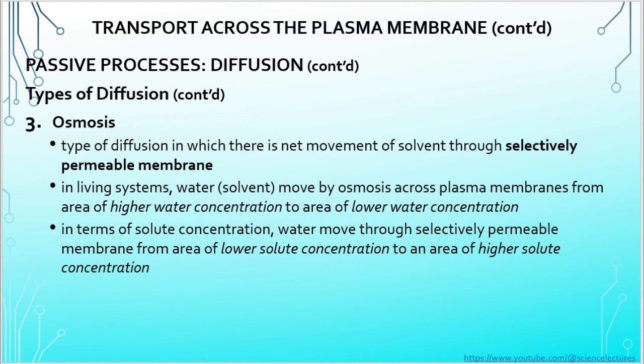In terms of solute concentration, in osmosis, water moves through a selectively permeable membrane from an area of lower solute concentration to an area of higher solute concentration. During osmosis, water molecules pass through the plasma membrane in two ways. By moving through the lipid bilayer via simple diffusion, or they move through the bilayer through aquaporins. Aquaporins are integral membrane proteins which function as water channels.